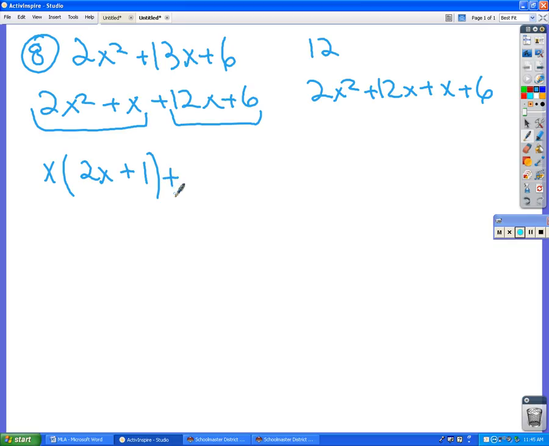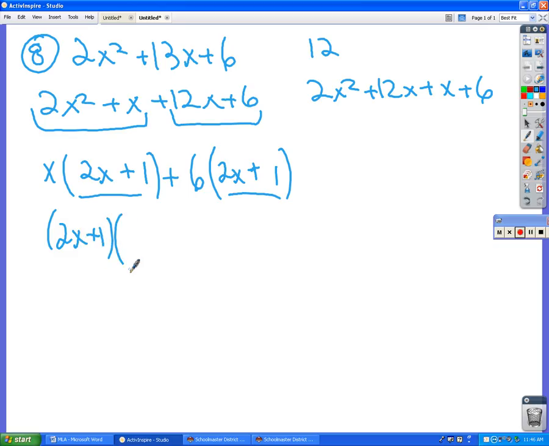Plus, what can I take out of a 12x and a 6? They both have... 6 goes into both of them. 6 times what makes 12x? 2x. Plus 6 times what is 6? 1. And notice now I know that I did this correctly because I've got 2x plus 1 here and I've got 2x plus 1 here. So that's part of my answer, 2x plus 1. The other part of my answer is what's left over, x plus 6.